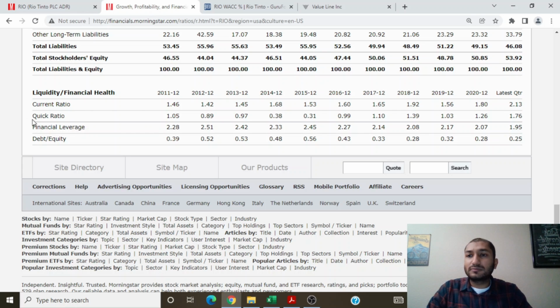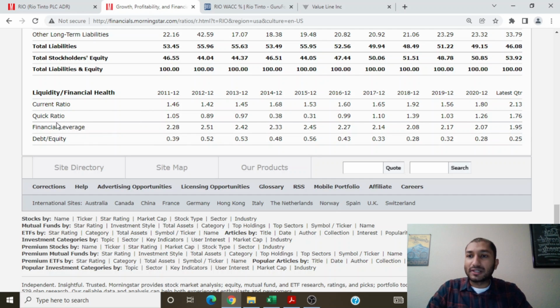Next is the quick ratio. The quick ratio is similar to the current ratio, except we disregard the inventory component. In other words, quick ratio is equal to current assets minus inventory divided by current liabilities. A quick ratio greater than 1.0 tells us that the company does not have to rely on selling its inventory in order to fulfill its current liabilities. Back in 2011, the company's quick ratio was at 1.05, and for the latest quarter, it's at 1.76. Both the current and quick ratios show that the company is liquid and is not in a financial bind.